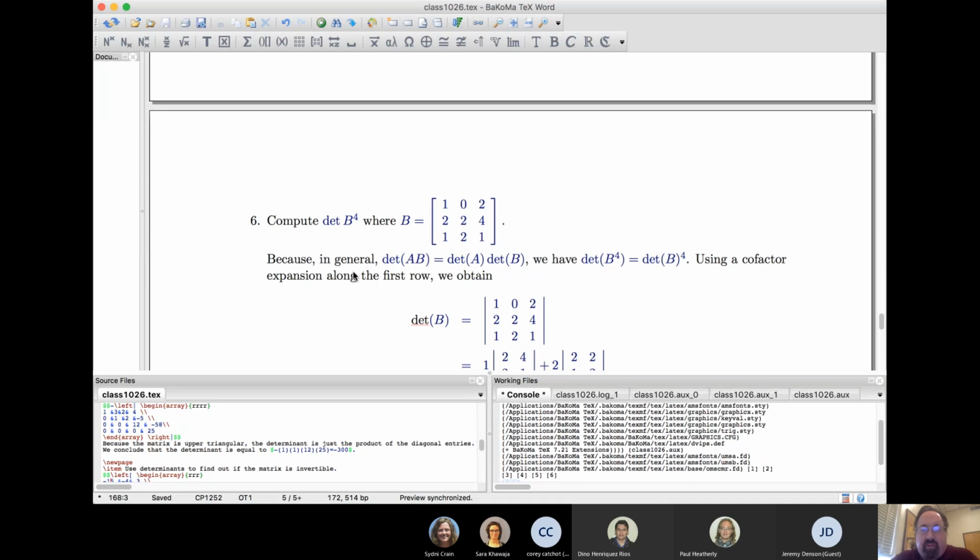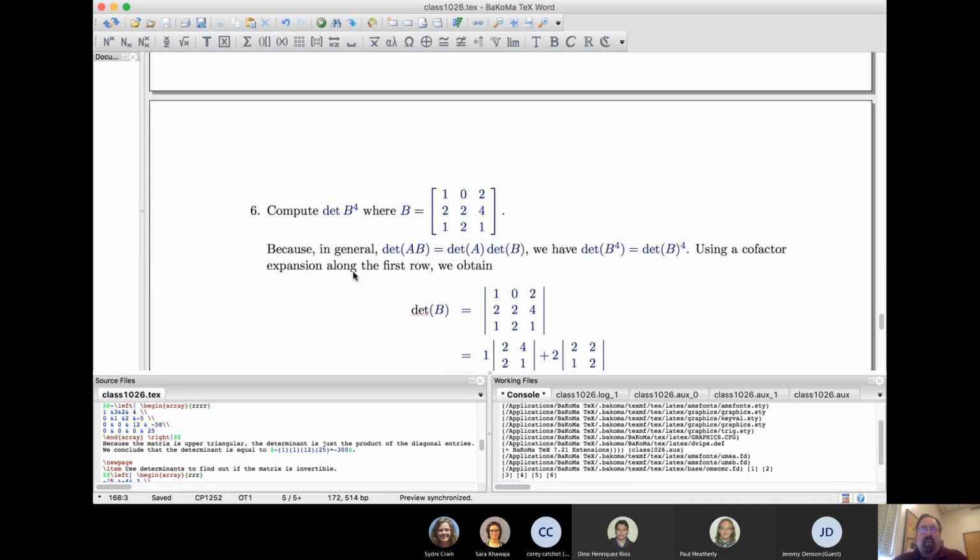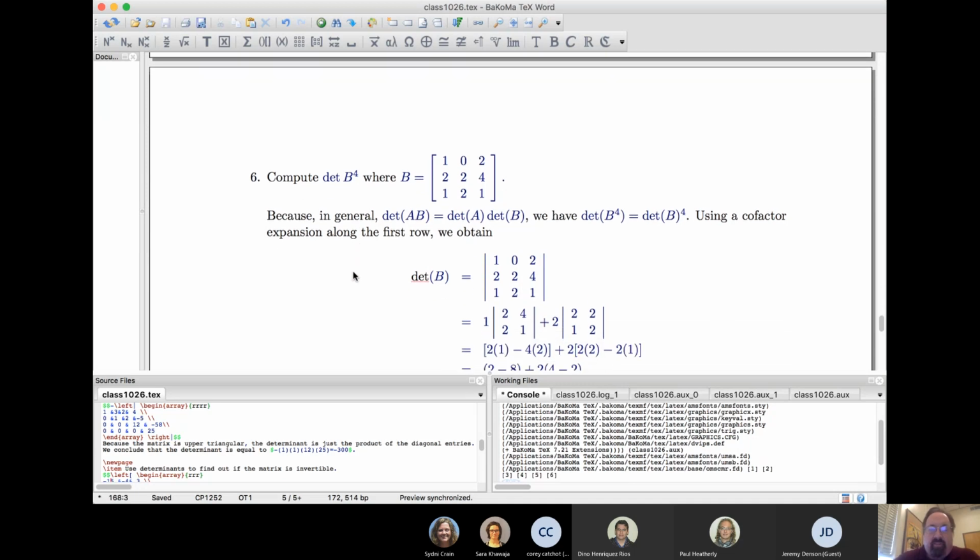Right, next, we have using some of these formulas from before to compute determinants more easily. Actually, this notation is kind of ambiguous, but what we're referring to here is the determinant of b raised to the 4th power, where we have b here. So you would not have to compute b to the fourth.